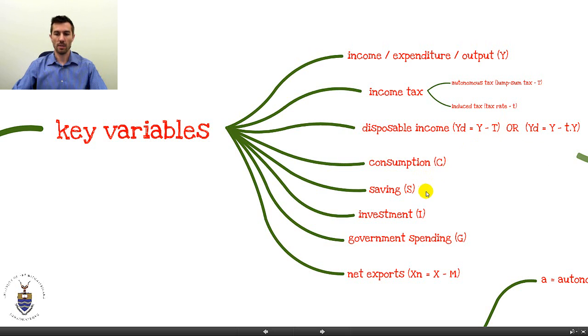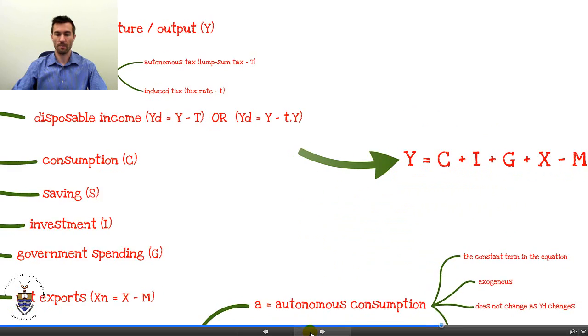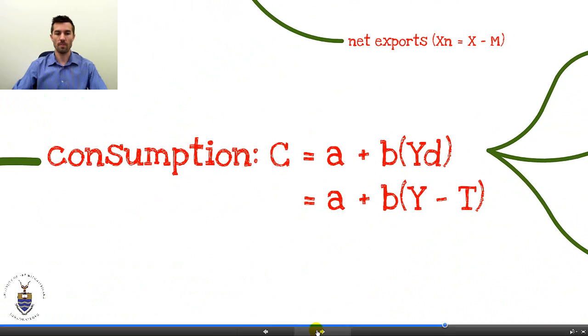Then we've got consumption C, saving S, investment I, government spending G, and net exports. Something we haven't yet looked at is this savings side of things. These variables are our basic expenditure approach equation variables: Y equals C plus I plus G plus X minus M. In fact, this equation comes from this model that we're going to be talking about. So, consumption. In fact, let's leave it there and come back with another video.